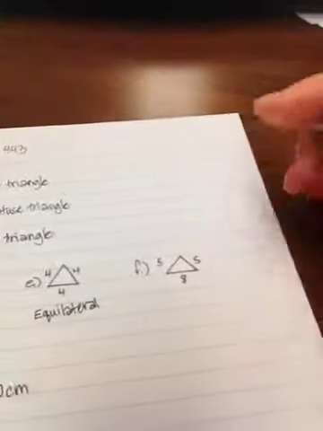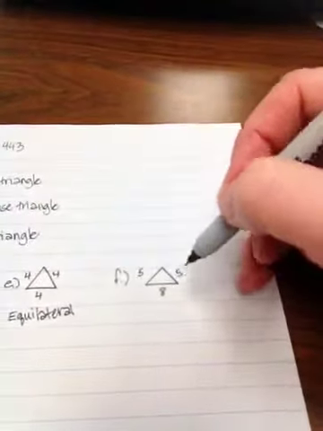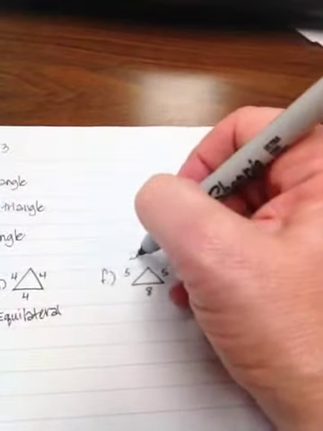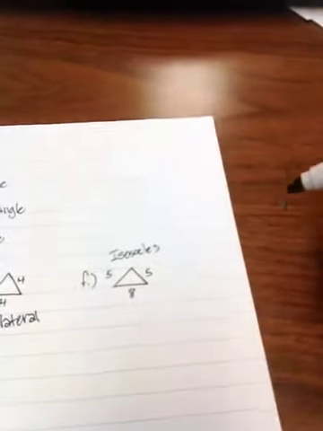It's an equilateral triangle. Here we have 2 sides that are the same, and only 1 side is different, so that is what? Yup, the one that's hard to spell, isosceles triangle.